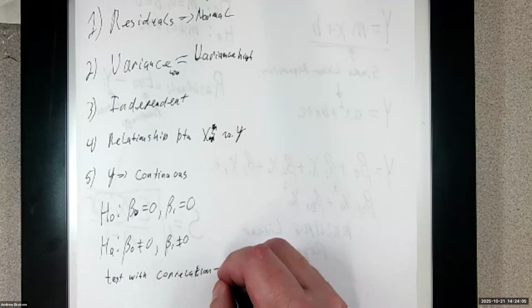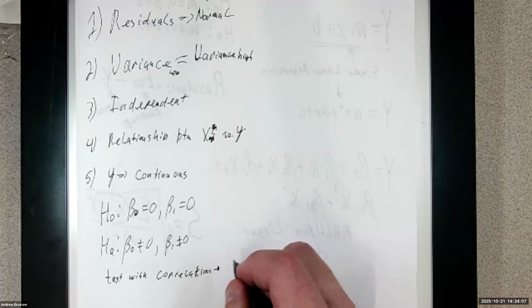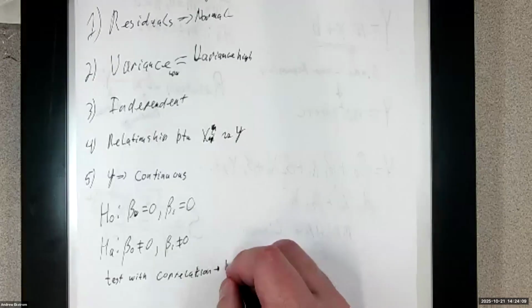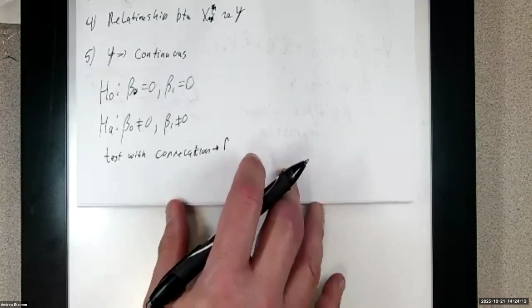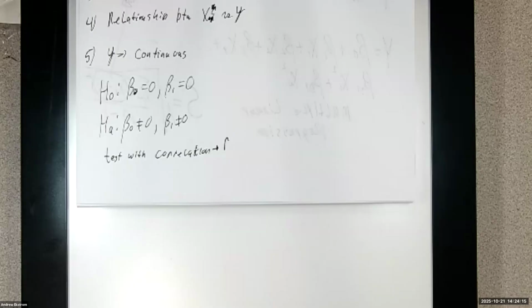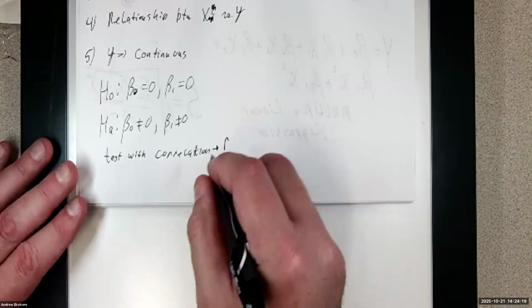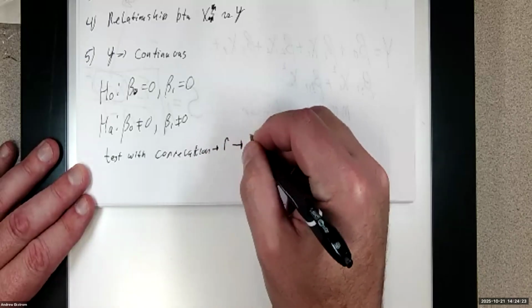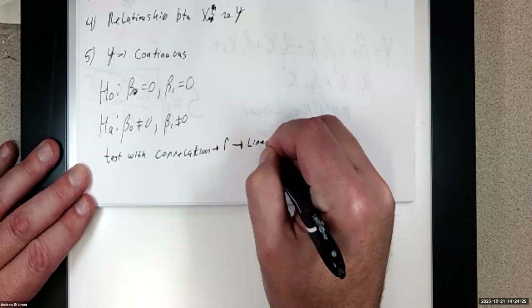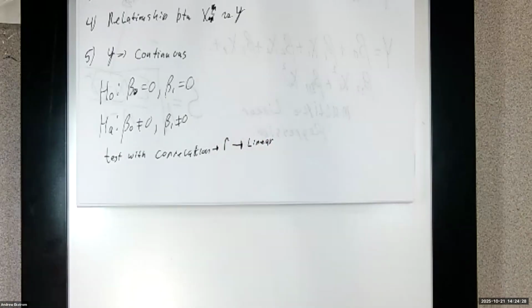One of the ways we can test this is through correlation. And if you've done anything with a correlation before in stats, we usually refer to correlation as a lowercase r. And when we talk about correlation, most of the time, we're actually going to be talking about a linear correlation.